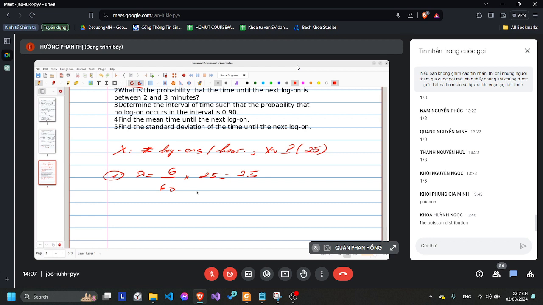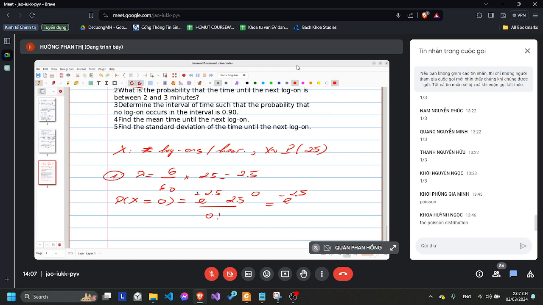Now we need the probability of no lock-ons. It means S equals 0, which equals e power minus lambda, lambda power k, here power 0, over the factorial of 0. So we have e power minus 2/5.